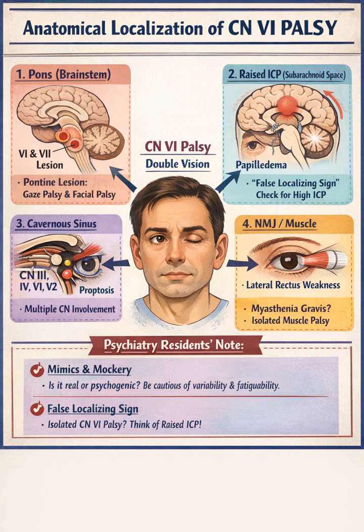From a psychiatric perspective, two considerations are critical. First, always distinguish true neurological deficits from functional or psychogenic presentations. True sixth nerve palsy produces consistent diplopia that is maximal on gaze toward the affected side. Variability or inconsistency should prompt consideration of alternative diagnoses, including neuromuscular disorders or functional symptoms.